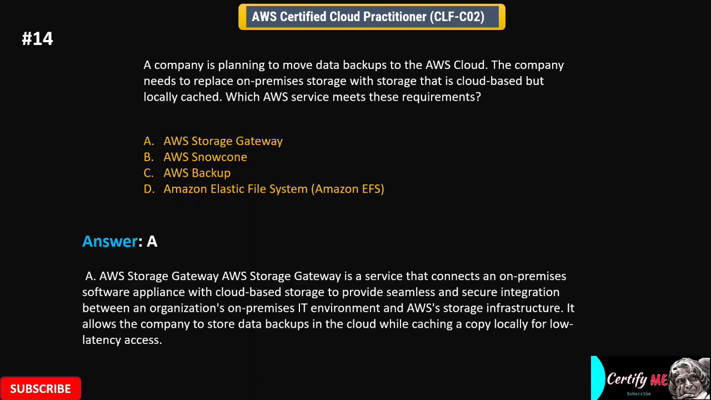AWS Storage Gateway is a service that connects an on-premises software appliance with cloud-based storage to provide seamless and secure integration between an organization's on-premises IT environment and AWS's storage infrastructure. It allows the company to store data backups in the cloud while caching a copy locally for low latency access.